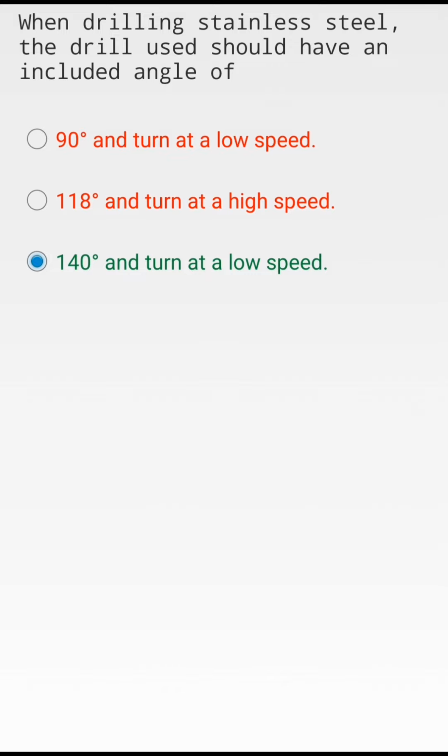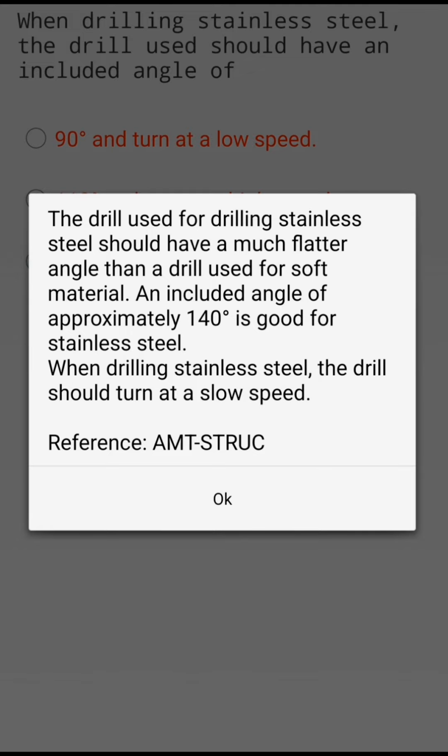When drilling stainless steel, the drill used should have an included angle of 140 degrees and turn at a low speed. The drill used for drilling stainless steel should have a much flatter angle than a drill used for soft material. An included angle of approximately 140 degrees is good for stainless steel. When drilling stainless steel, the drill should turn at a slow speed.